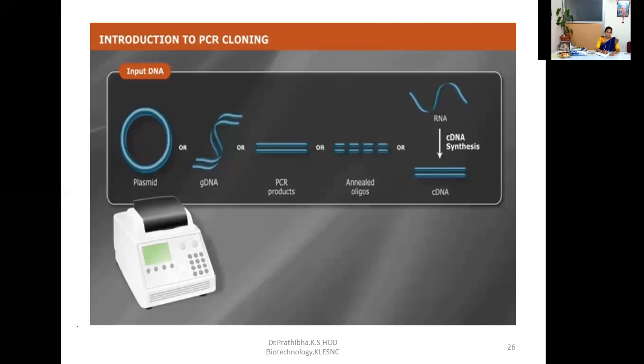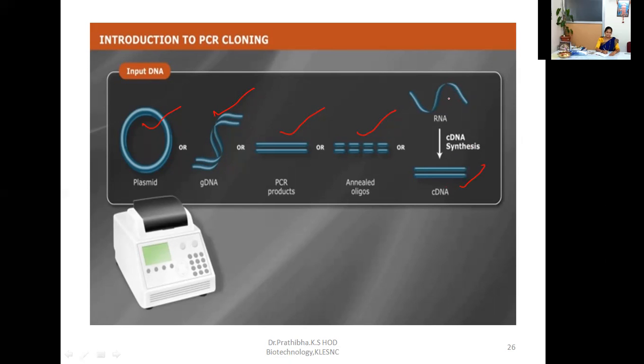Here in the PCR machine, as a sample you can use plasmid DNA or genomic DNA, or you can also use PCR products if already prepared. Then you can also use annealed oligonucleotides, or you can use cDNA extracted from an RNA sample. We do this cDNA sample in RT-PCR, reverse transcriptase PCR. We have a total of 3 types of PCR: conventional PCR, real-time PCR, and RT-PCR.